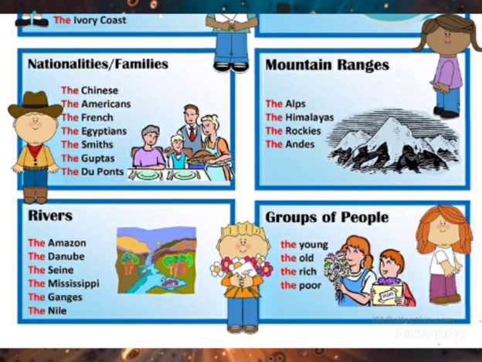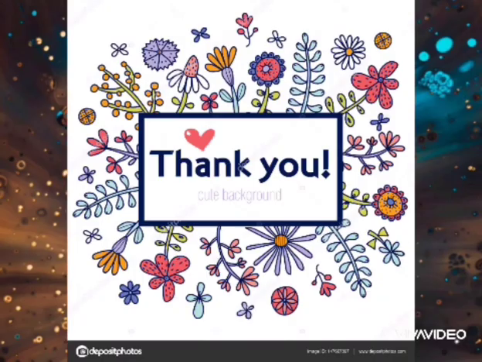Groups of people: as I have told you, one adjective will denote the entire class. The young people, here the adjective young denotes one entire class. The old, here old is the adjective, and this adjective denotes the entire class. The rich, here rich is the adjective, and this adjective denotes all rich people.